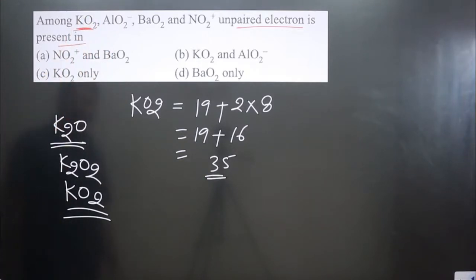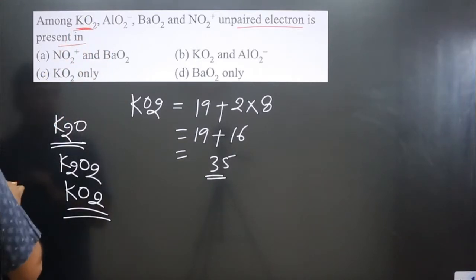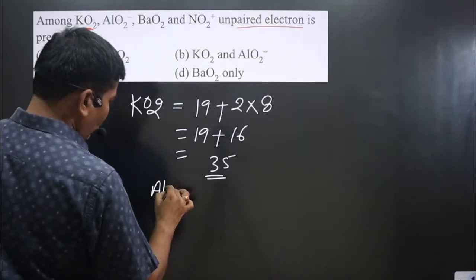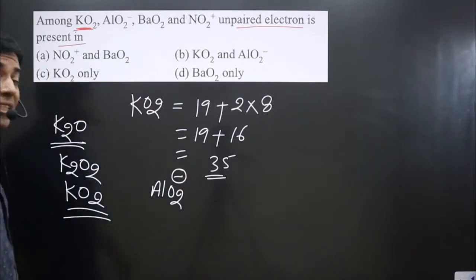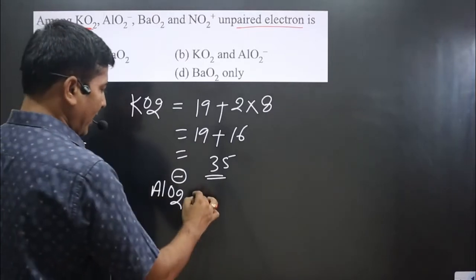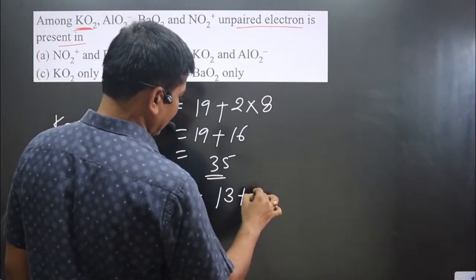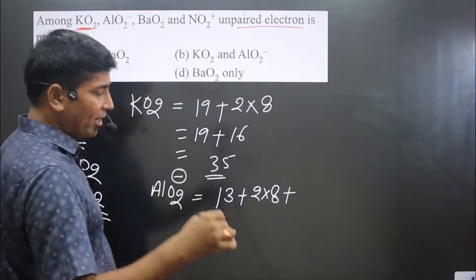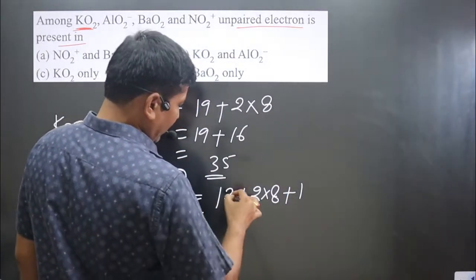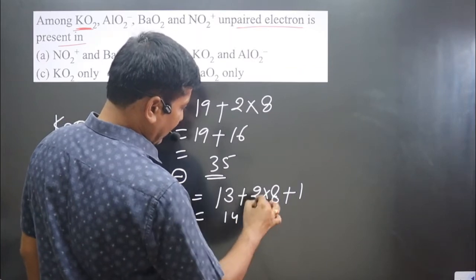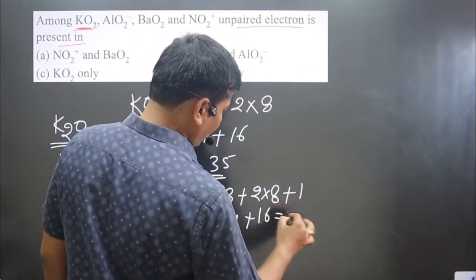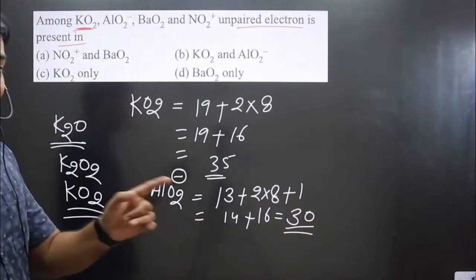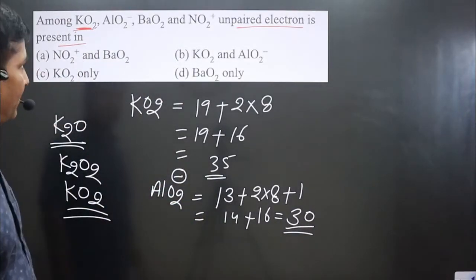Now let's move on to AlO2 minus. A negative charge is there, which means it has gained 1 electron. Aluminum has atomic number 13, and each oxygen has 8. Since it is gaining 1 electron, we add 1. 13 plus 1 is 14, and 8 times 2 is 16, so 14 plus 16 is 30. We got an even number of electrons. It does not have any unpaired electrons.